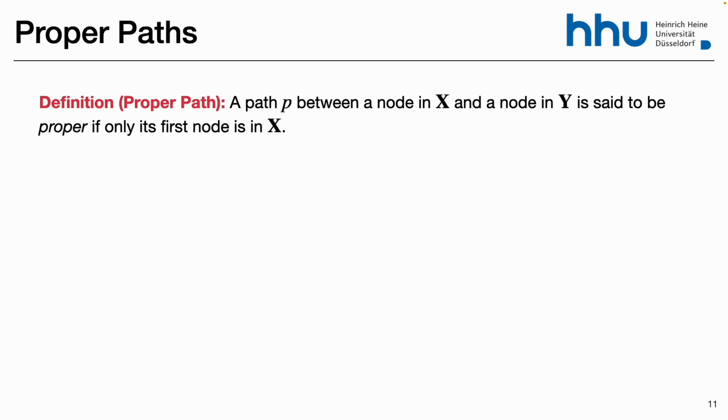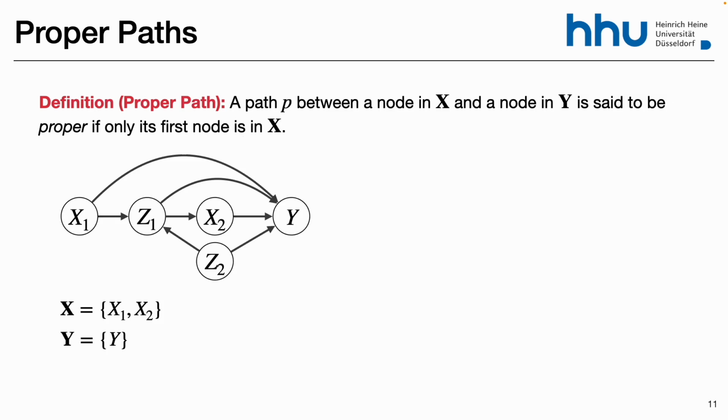So the first one is proper path. A proper path is just a path. Let's assume that I have a node in X and a node in Y. X is a set, and the first node of the path has to be in X. So a path P between a node in X and Y is said to be proper if only its first node is in X. So only the first node has to be in X.